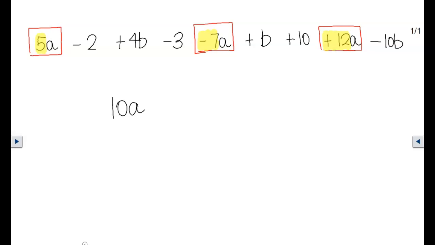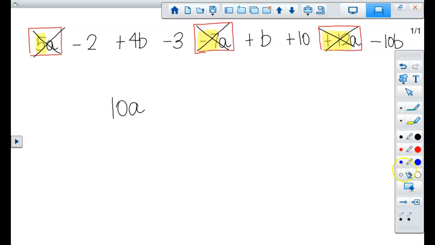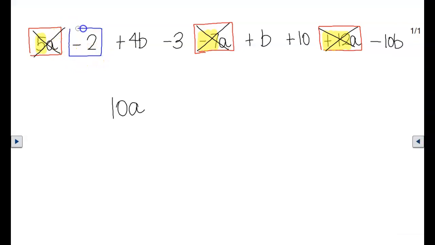Now, since this problem is a little bit longer, if you wanted to then, you could go through and cross all of these off. So you know you've already dealt with those and you don't need to look at them anymore. So that would be a suggestion as well. Now, I'm going to switch colors because I'm going to go for a brand new set of like terms. So I'm going to come over here to the very next term that hasn't been dealt with, which is a -2. And I'm going to put a blue box around -2.